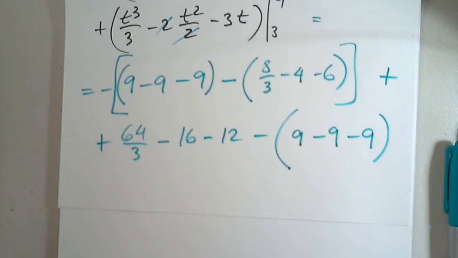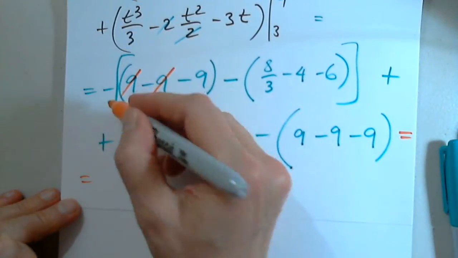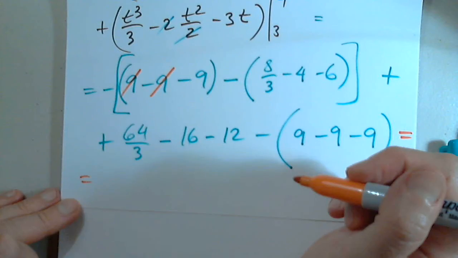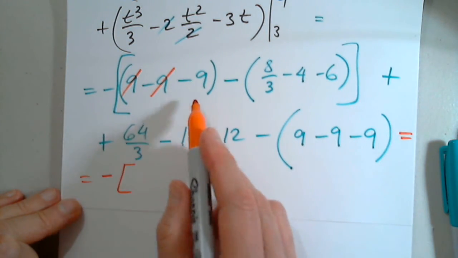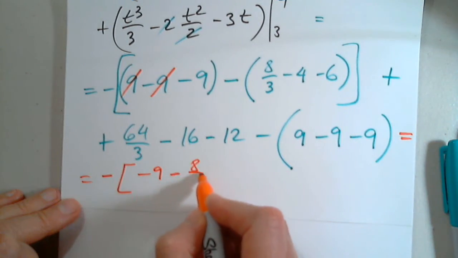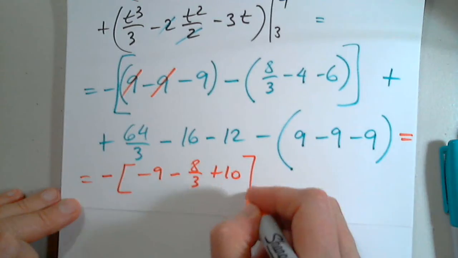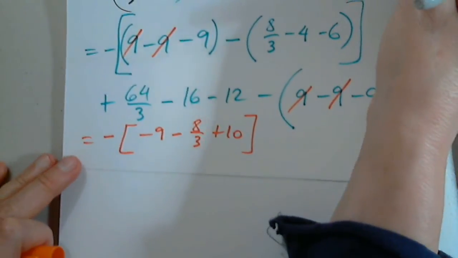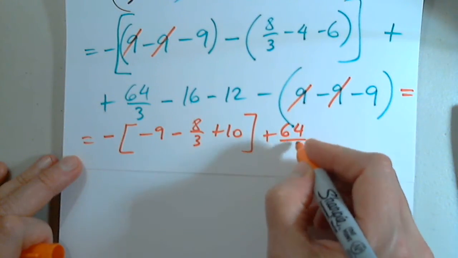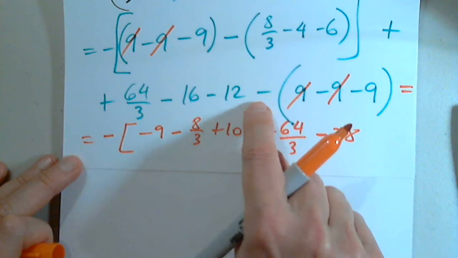Okay, so let's see what we get. These two are gone. Now I have minus 9, minus 8/3, and this is negative 10 with minus in front. These two are gone. Okay, so plus 64 over 3, and this is minus 28. But this one now is plus 9.